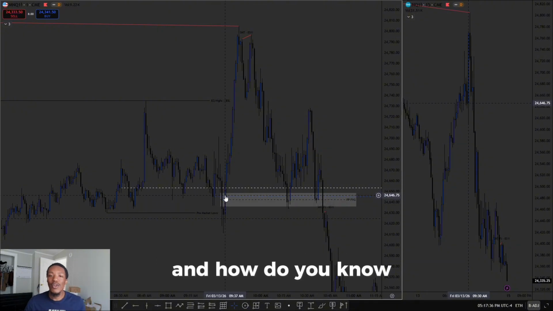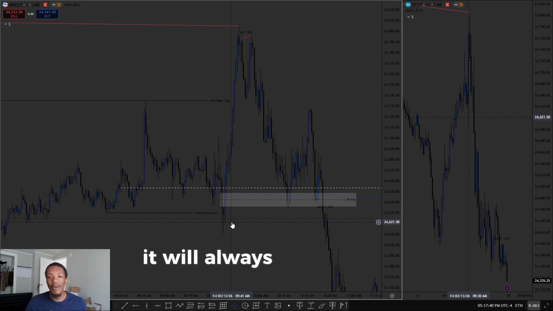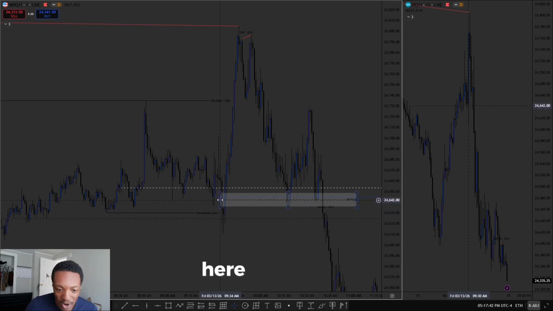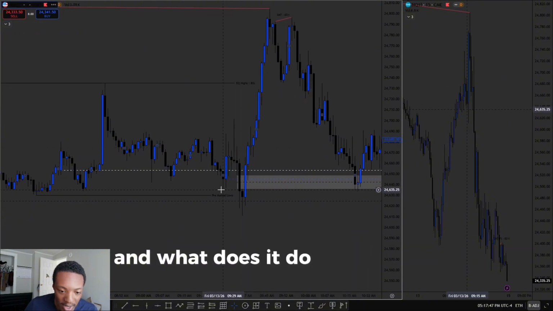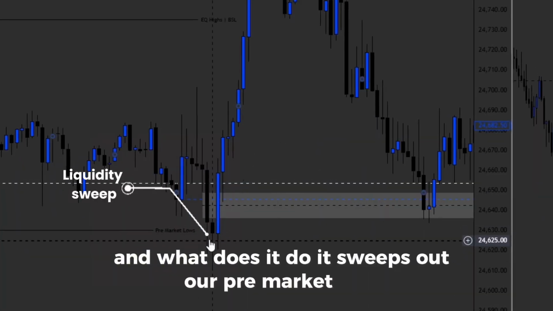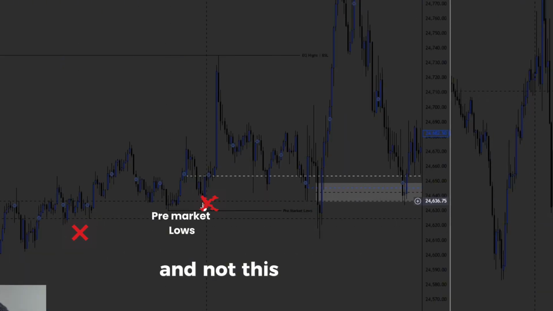And how do you know if this is your true first presented fair value gap? It will always do something important. Here in this case, we have our first presented fair value gap. And what does it do? It sweeps out our pre-market lows. Why is this our pre-market lows and not this and not this or not these?